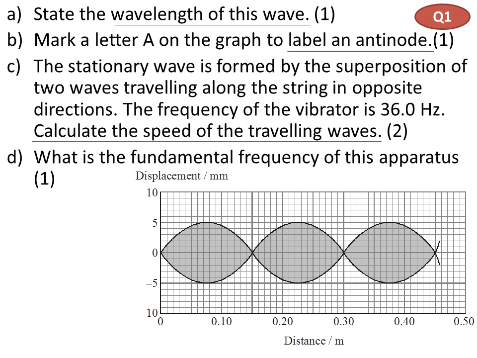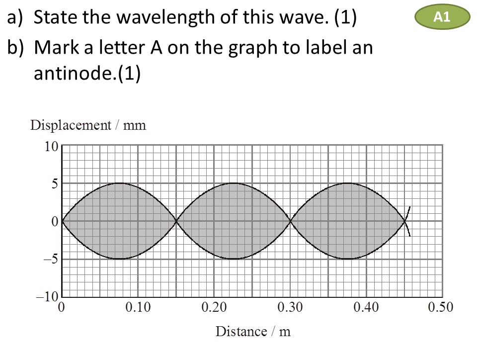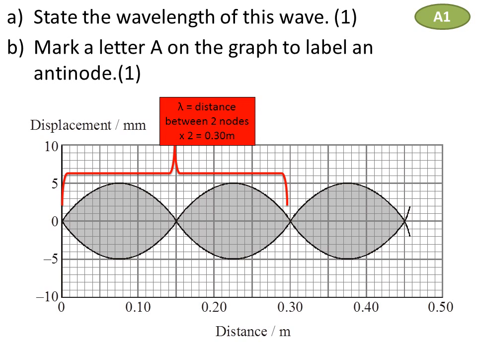We also have to calculate the speed of these travelling waves in the medium that they're in, and the fundamental frequency of the apparatus. So, first things first. First thing is the wavelength. Now, as we know in standing waves, the wavelength is calculated as the distance between two nodes times 2. So in this case, it's 0.3 meters.